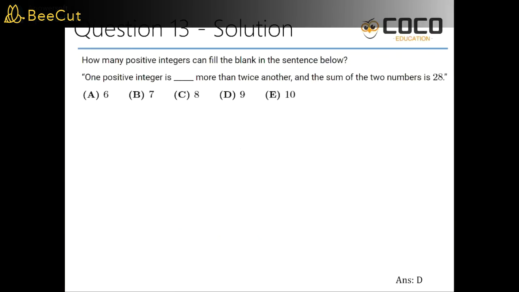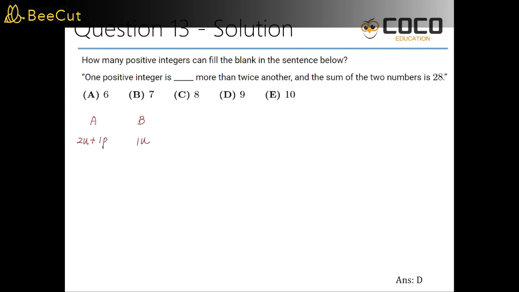Question 13. So one positive integer is one number more than twice of the other positive integer. Sum of these two numbers is 28. So these two numbers, let's say they are A and B. We let B be the smaller number, so B is 1U. A will be 2U plus 1P. Okay, so it's 1P more than twice of the other number.